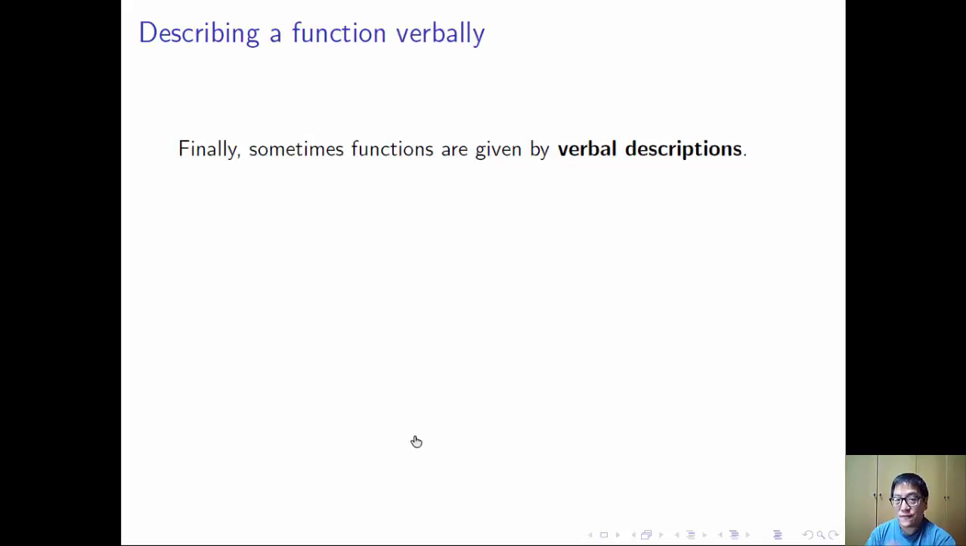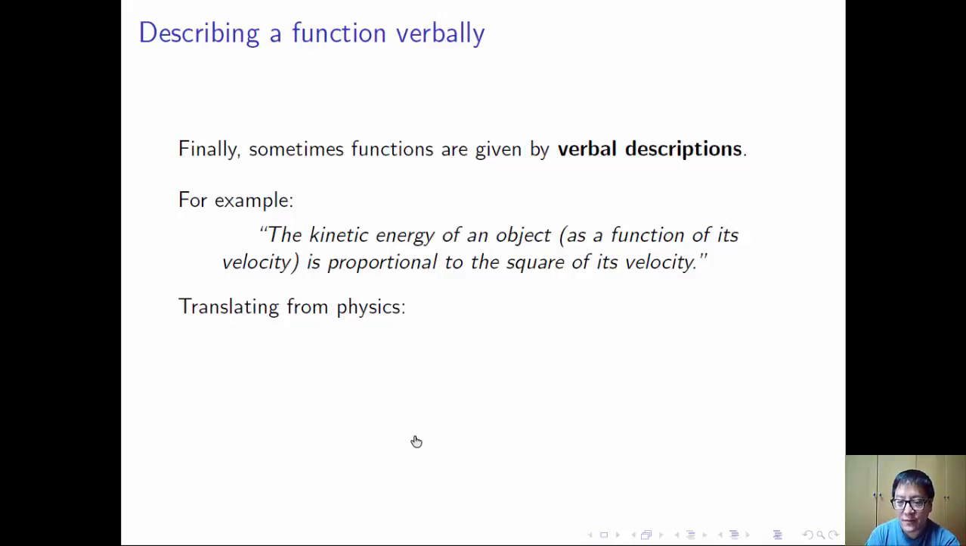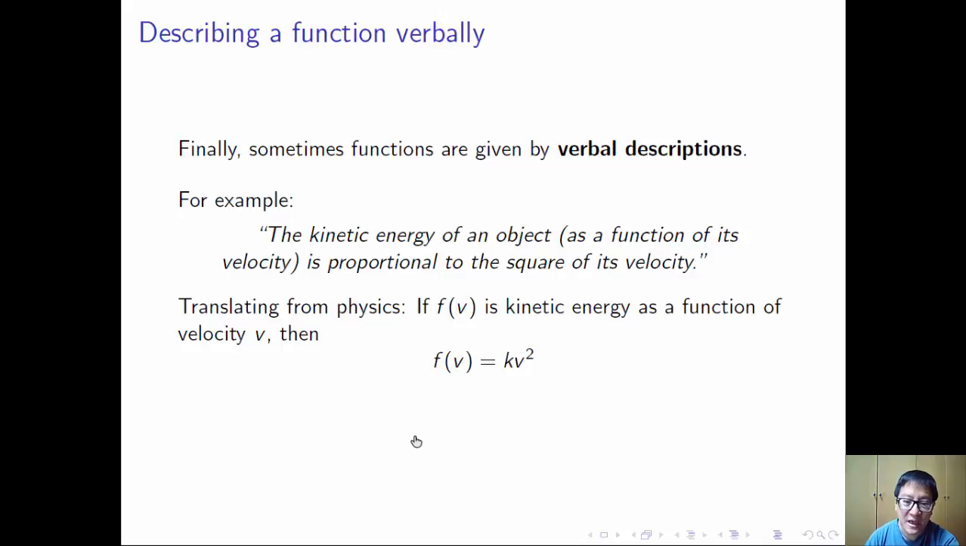Finally, sometimes functions are given by verbal descriptions, and here's a famous example. The kinetic energy of an object as a function of its velocity is proportional to the square of its velocity. Translating from the physics, if f of v is the kinetic energy of some object as a function of velocity v, then f of v equals k v squared.